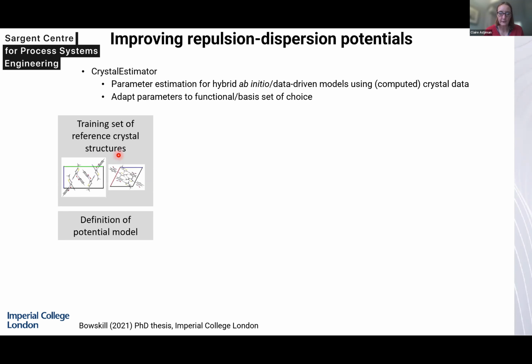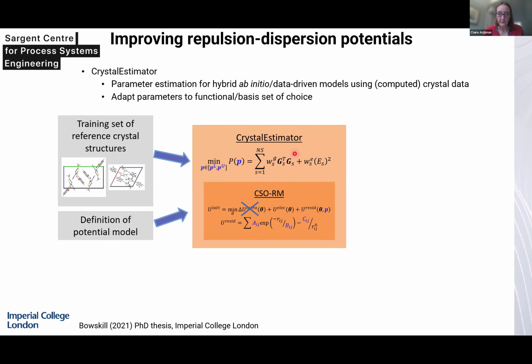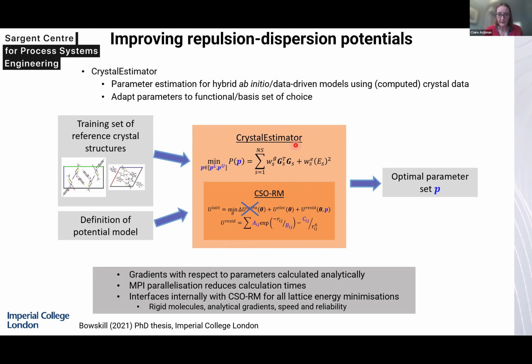So we have a training set of reference crystal structures. We have a form of our potential, and then we run a parameter estimation where we're trying to match the geometry of the crystal structures and the energy of those crystal structures. And so we do that mostly with rigid molecules. So to evaluate this goodness of fit, or the least squares function rather, we have to run a minimization of the lattice energy. So many minimizations within our parameter estimation, and we get our optimal set of parameters.